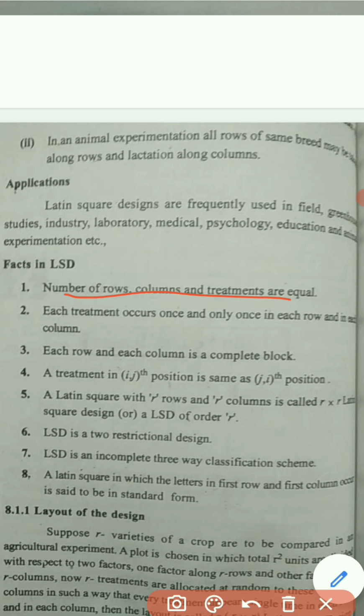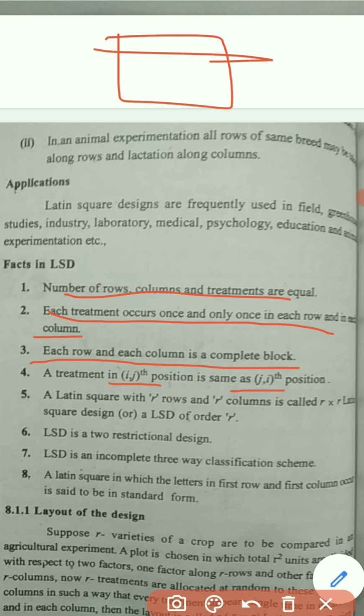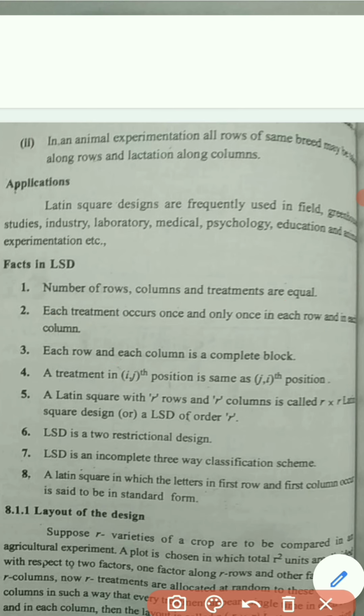This I just now told. Then every treatment occurs only once. That is the fact. And each row and column are complete in a box. And the (i, j)th position and (j, i)th position will be the same. 3 into 3, 4 into 4, that type of table only we can make. If it is the same row, same column, we will do the calculation like that only.